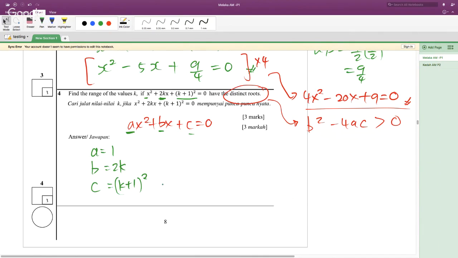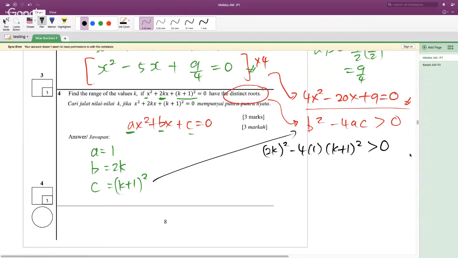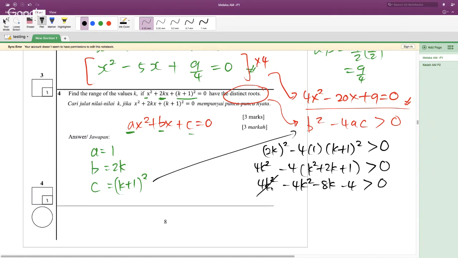So in order to solve this, I will just substitute everything into my equation. b squared means (2k) squared, minus 4, a is 1, c is (k plus 1) squared, bigger than 0. What happens over here is I will just expand it and then solve it. This is 4k squared, and then minus 4. I will expand the (k plus 1) squared first, so I get k squared plus 2k plus 1, bigger than 0. Then I will multiply my negative 4 into all of this, so I get negative 4k squared minus 8k minus 4 is bigger than 0. So 4k squared and negative 4k squared cancel out. Then I am left with negative 8k minus 4 is bigger than 0.